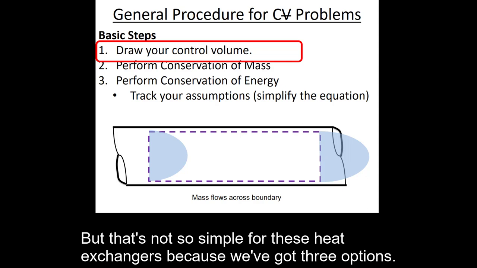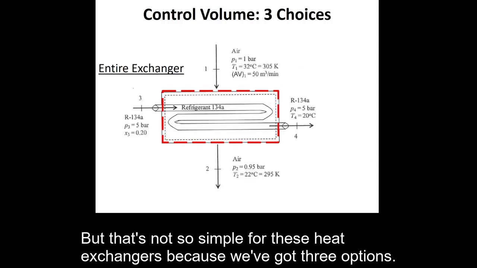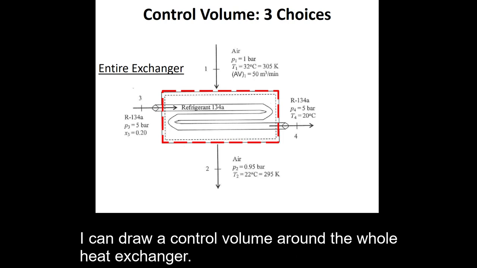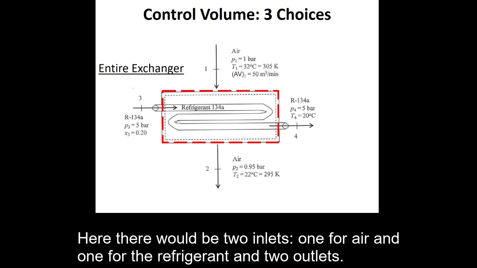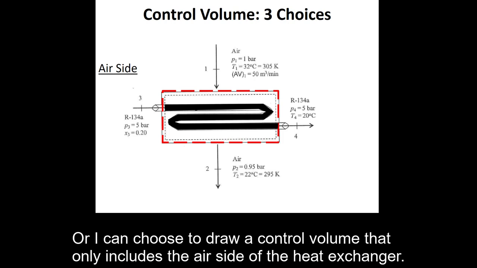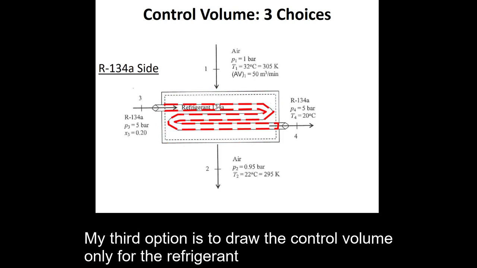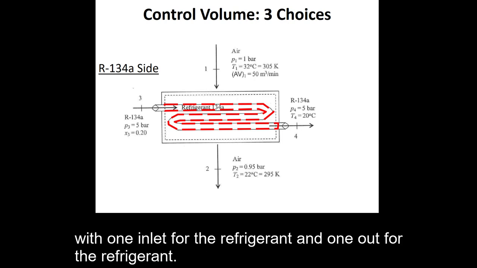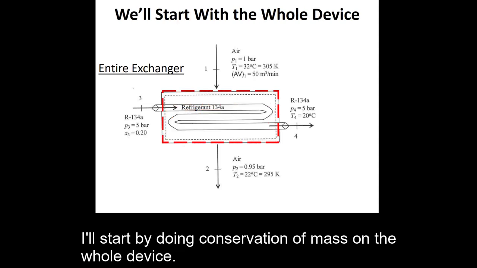But that's not so simple for these heat exchangers because we've got three options. I can draw a control volume around the whole heat exchanger. Here there would be two inlets, one for air and one for the refrigerant, and two outlets. Or I can choose to draw a control volume that only includes the air side of the heat exchanger. My third option is to draw the control volume only for the refrigerant with one inlet for the refrigerant and one outlet for the refrigerant. I'll start by doing conservation of mass on the whole device.